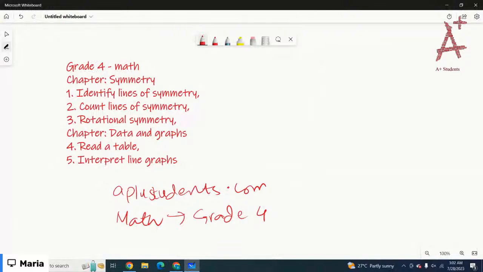We're going to start with the chapter symmetry. The lessons we're going to cover today are identify lines of symmetry, count lines of symmetry, and rotational symmetry. Then we're going to start the new chapter, data and graphs, and the lessons we're going to cover today are read a table and interpret line graphs. So let's start with the first chapter, symmetry.